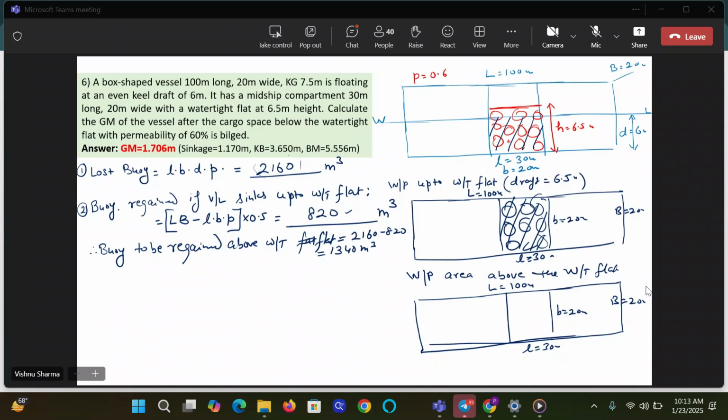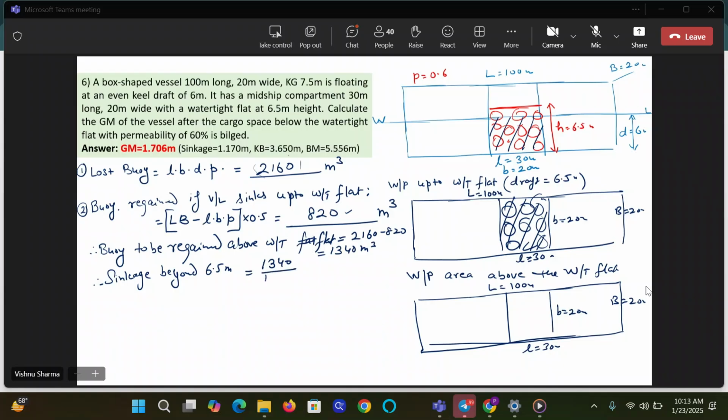Does everybody agree? Yes, sir. With this water plane, I need to sink adequately to regain 1340 cubic meters. So therefore, sinkage beyond watertight flat, or 6.5 meters. That means after 6.5 meters, how much is the more sinkage to take place? How much is the buoyancy to regain? 1340 divided by the intact water plane thereafter.